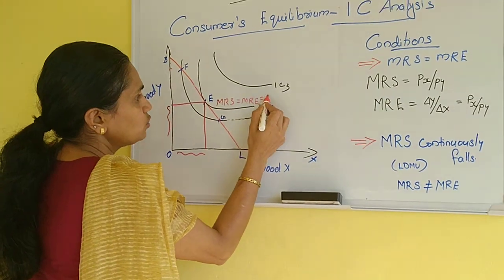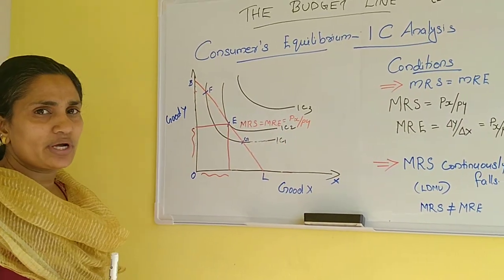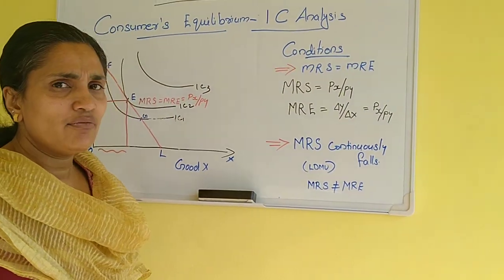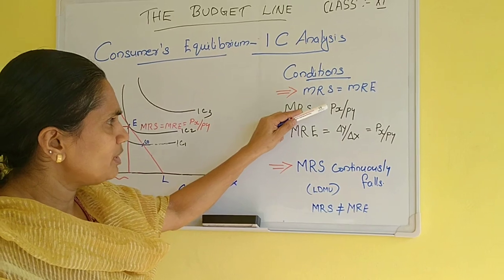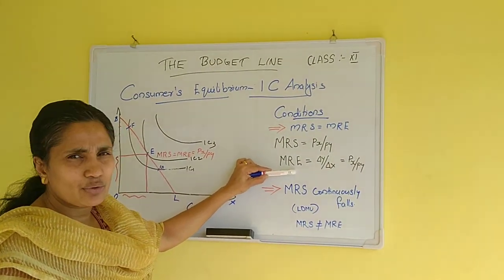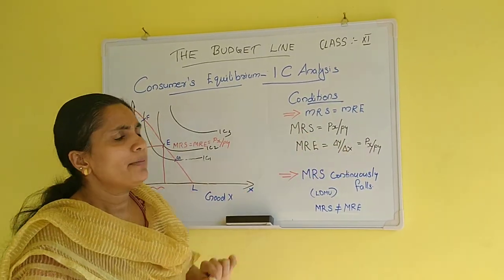At this point we can see that the consumer's MRS is equal to MRE, which is equal to the price of X divided by price of Y. I will explain that. See the conditions. MRS is equal to MRE. What do you mean by MRS? MRS is equal to P of X by P of Y. What is MRE? Marginal rate of exchange is equal to delta Y by delta X. That is the slope. That is price of X by price of Y.